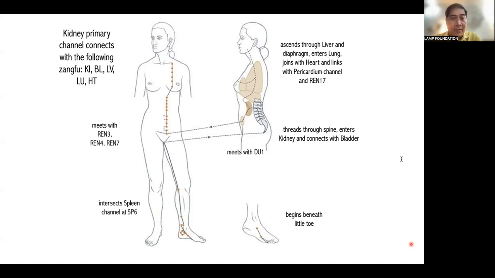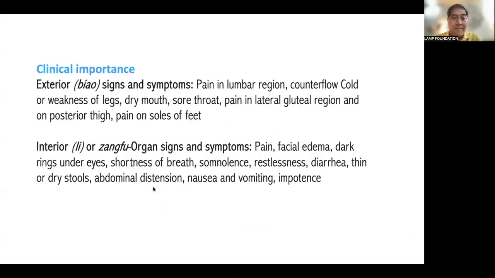It intersects the conception channel, or Ren, at Ren 3 and Ren 4. A branch ascends directly from the kidney, crosses the liver and diaphragm, enters the lung, and follows the throat to the root of the tongue. This channel connects with the bladder, joins directly with the liver, lungs, heart, and pericardium. So crossing points are spleen 6, Du 1, Ren 3, and Ren 4.